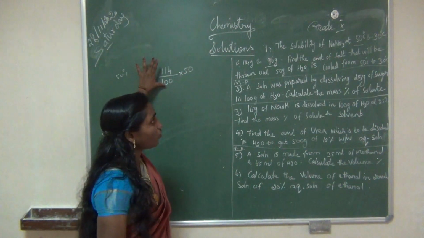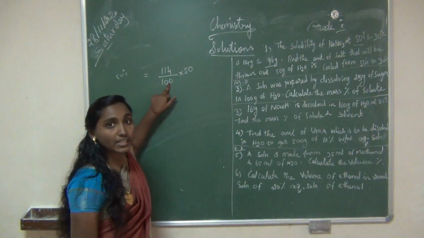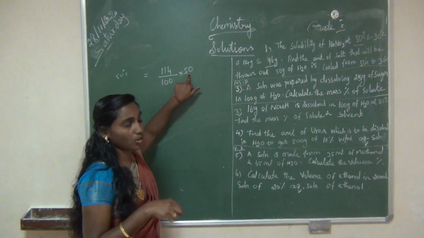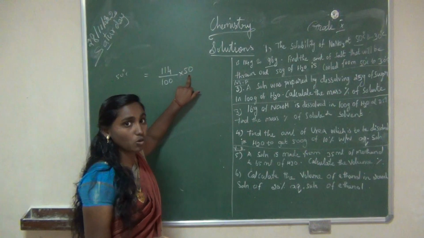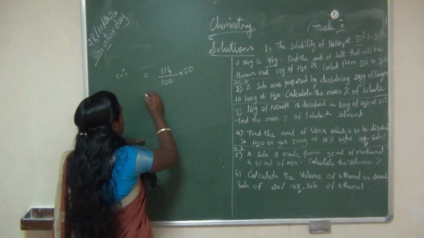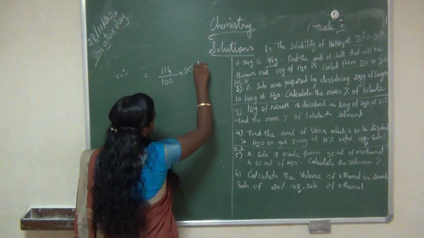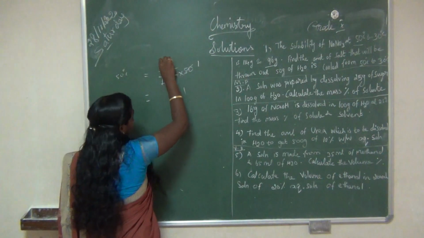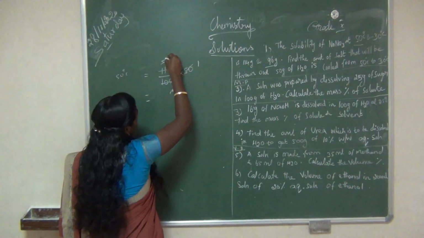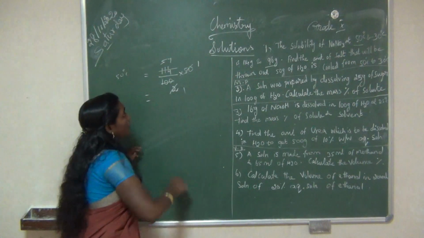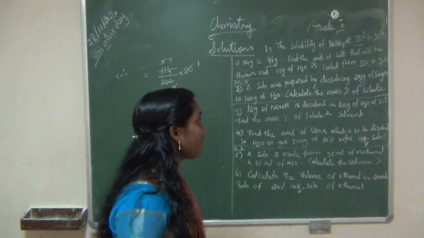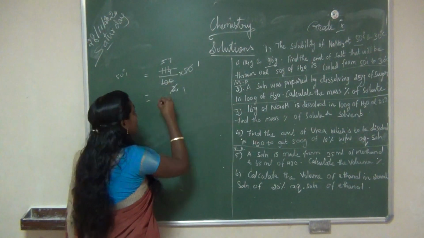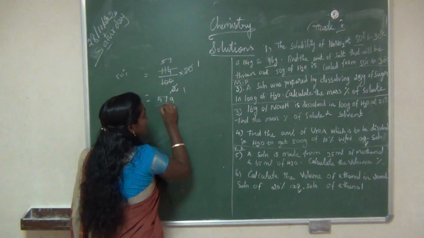So here we are going to find out: 100 gram of water can dissolve 114 gram of salt, means 50 gram of water can dissolve how much amount of sodium nitrate salt. Okay, so we can simplify it. 5 2s are 10, then 7 2s are 14. So what is the answer? 57 gram. So 50 gram of water can dissolve 57 gram of sodium nitrate salt. Okay, first answer we got.